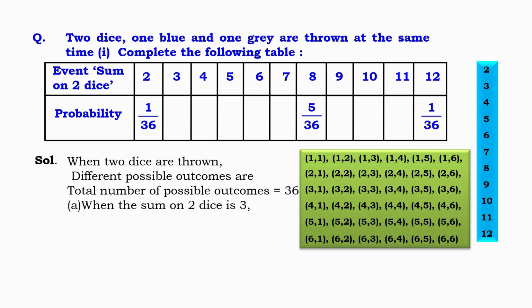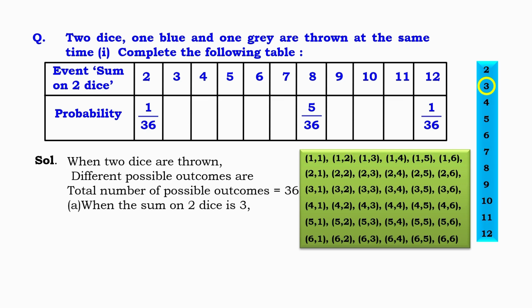Now, for the sum of two dice, they have already filled in the case when it is 2. The sum of two dice being 2 happens in only 1 way. So out of 36 outcomes, the only favorable outcome is 1. So that's why it is 1 by 36, right?